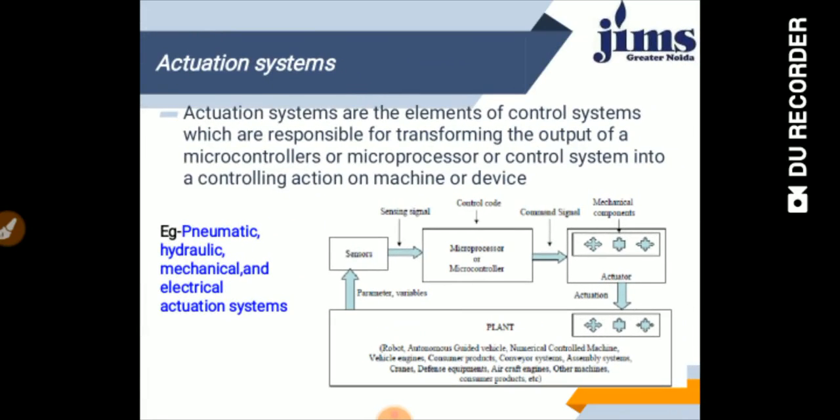Actuation systems are elements of a control system, and they are responsible for transforming the output of a microcontroller, microprocessor, or control system into the controlling action of the machine or device. I already discussed all those things. The coded information is transformed into machine actions. So see this diagram.